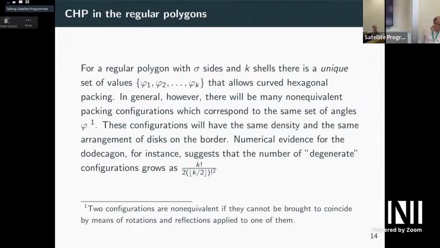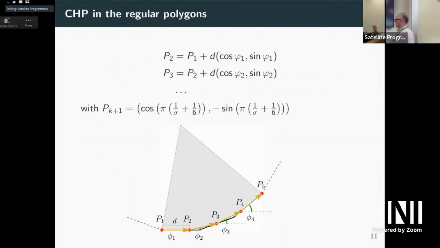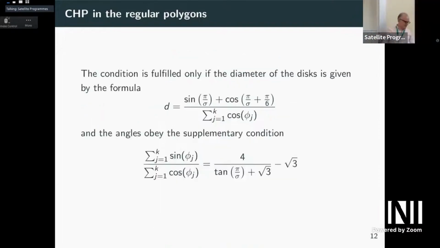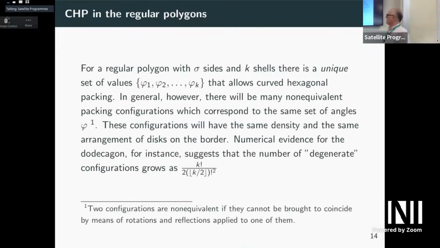So, what I want to point out is that I will characterize this point in terms of these angles. These angles are the angles that these arrows form with the horizontal line. So phi 1, phi 2, phi 3, phi 4, and so on. Well, in this case, only phi 4. So for a regular polygon, essentially, I can exactly determine where these points are, so I can exactly determine all these angles. For a polygon with K shells, these are K angles.